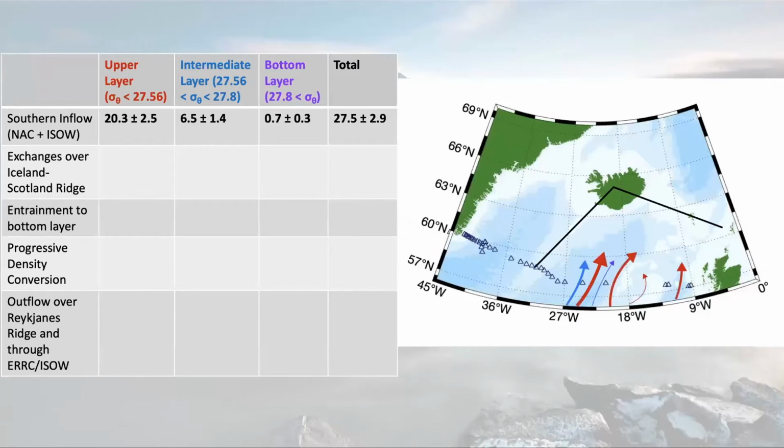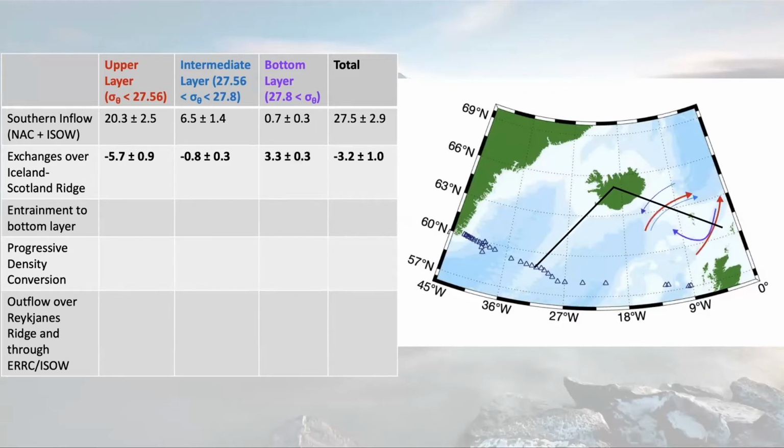So our analysis found that of the 30 or so Sverdrups of input, most of it, as you would probably expect, comes in from the south via the North Atlantic Current, about 27 Sverdrups or so, and there's a little bit of recirculation, as you can see there. Once we account for the exchanges over the Iceland-Scotland Ridge, the mass balance loses about 3 Sverdrups, more water exiting the system than entering.